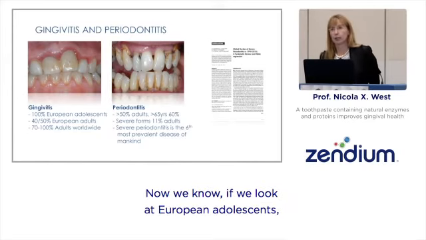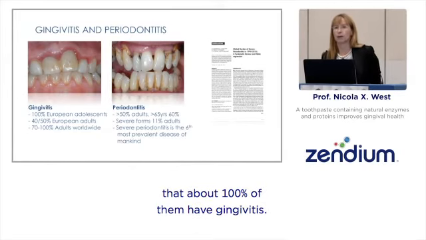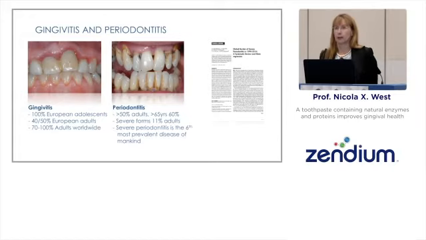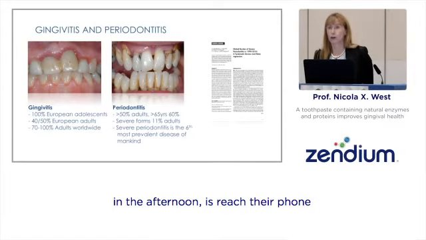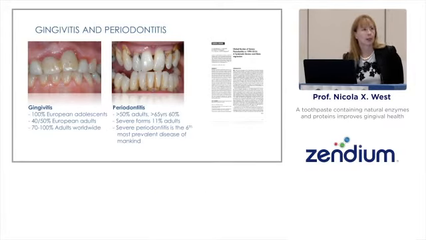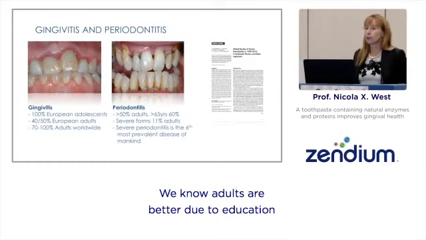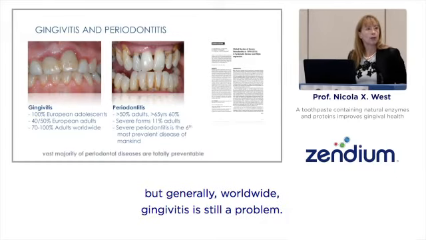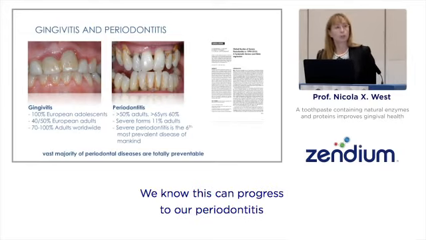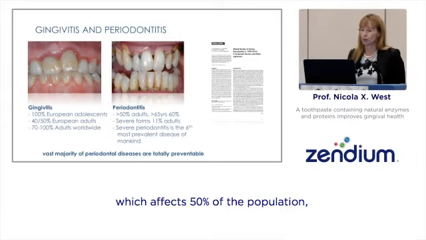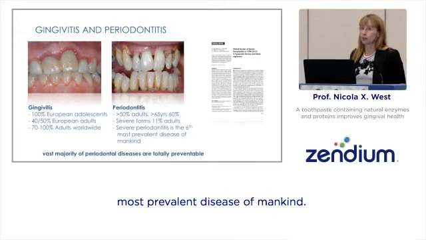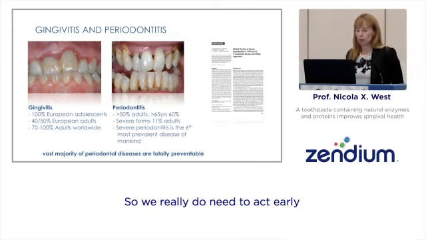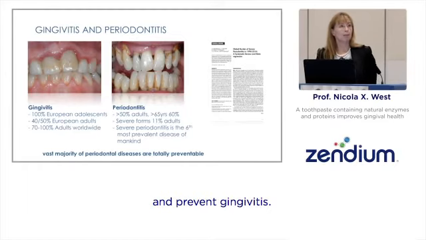Now, we know if we look at European adolescents that about 100% of them have gingivitis. The first thing they do when they get up in the morning, or if it's like my children in the afternoon, is reach for their phone before they reach for their toothbrush. We know adults are better due to education, but generally, worldwide, gingivitis is still a problem. And we know this can progress to periodontitis, which affects 50% of the population, with severe forms 11%, and it's the 6th most prevalent disease of mankind. So we really do need to act early and prevent gingivitis.